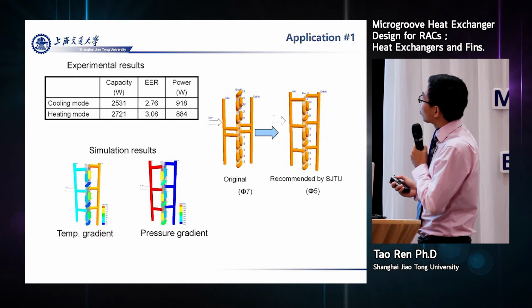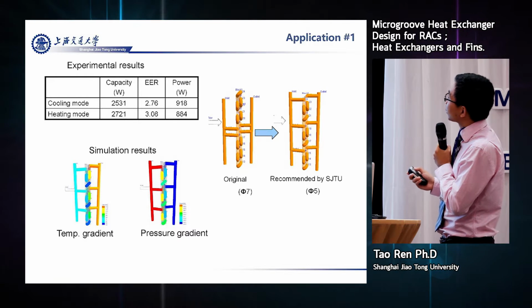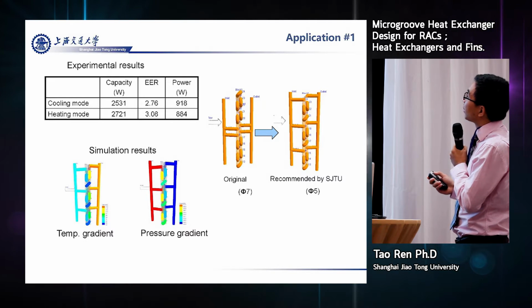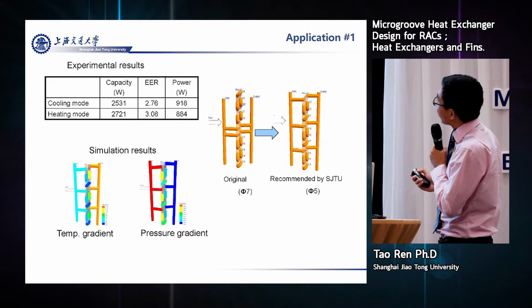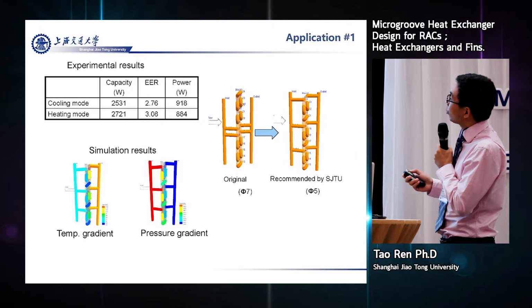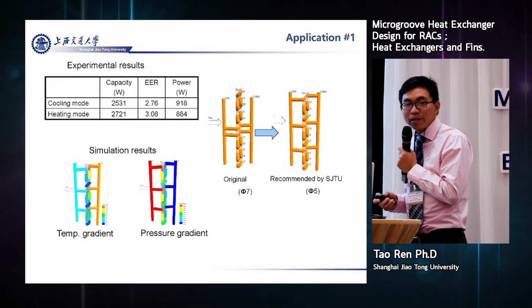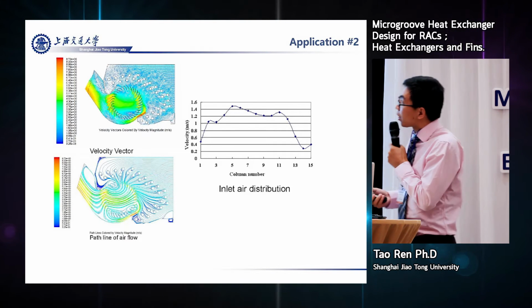And now we switch to the 5 millimeter. As you see, the flow structure is just from 2 to 3, and everything else stays the same. And we can find that the cooling capacity and the heating capacity are almost the same as the original one.